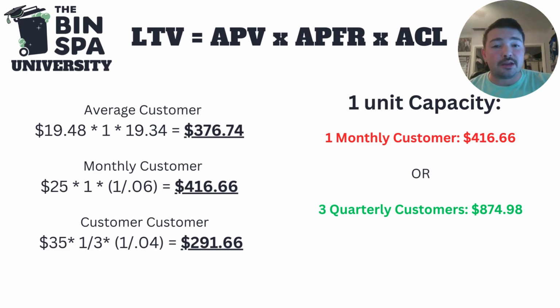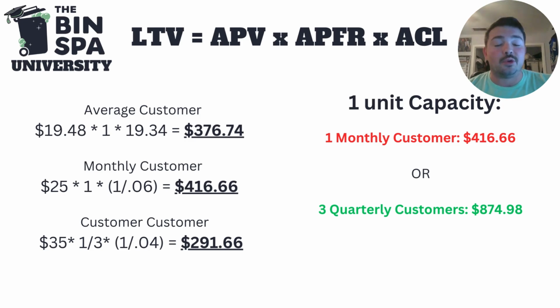And I say unit because they're not completely even. But let's say you have 1 spot available a month for a house, or say you have 100 slots available. 1 of those slots, you get 1 monthly customer, which will pay you $416.66 in revenue on average. Or with that same unit, you could do 3 quarterly customers. So in a 3-month span, you have a monthly: 1, 2, 3. Quarterly customers, you get customer A on month 1, customer B on month 2, customer C on month 3.